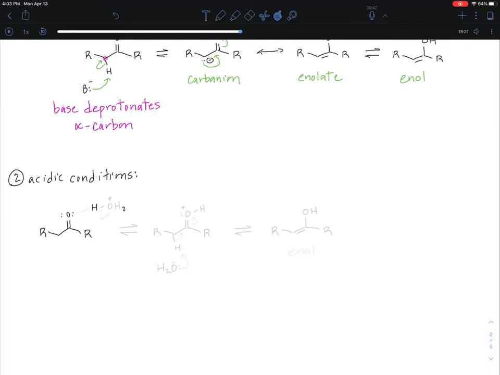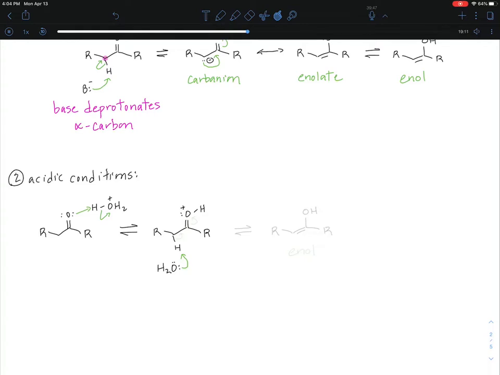So we take, say, the hydronium ion as our acid. It makes it a little easier because we know what we're left with. So we're activating this carbonyl. And now along comes the conjugate base of that acid, which happens to be water, right? So water is going to deprotonate the alpha carbon. It's going to take a hydrogen away from the alpha carbon.